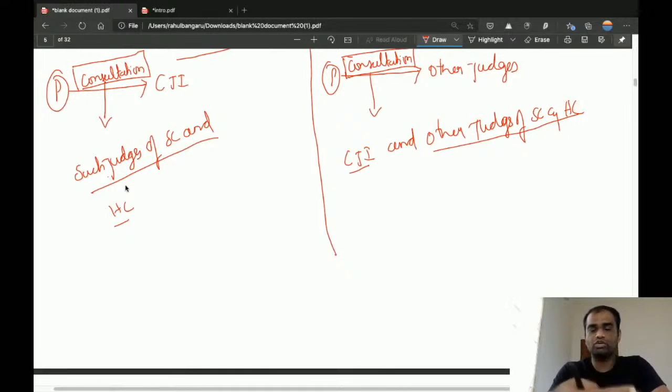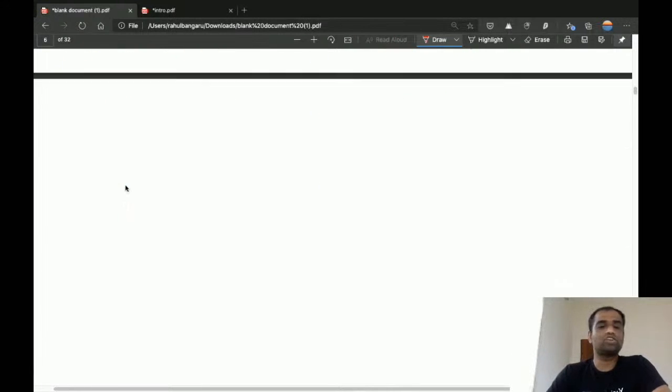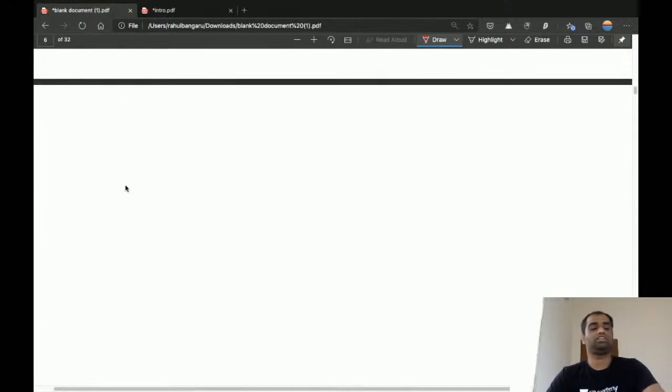Can you understand what I am trying to say? The word consultation is very vague, not defined in the Constitution. If judges or the Chief Justice of India give their opinion during this consultation process, Constitution does not specify whether this consultation is binding or not.